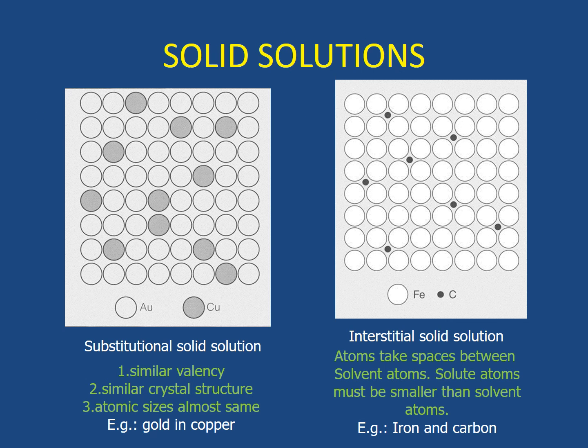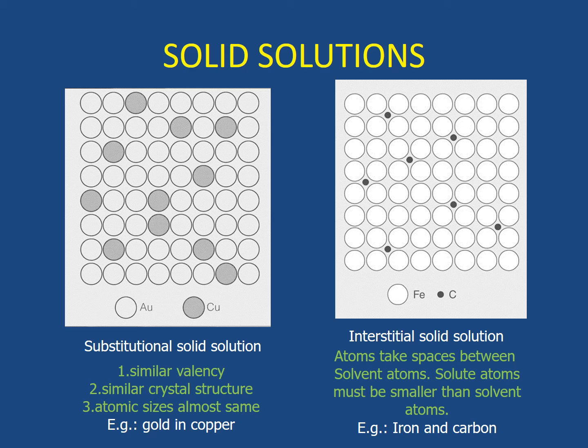Solid solution is a mixture of elements at the atomic level and is similar to a mixture of liquids which are soluble in one another. And there are two types: substitutional solid solution and interstitial solid solution.